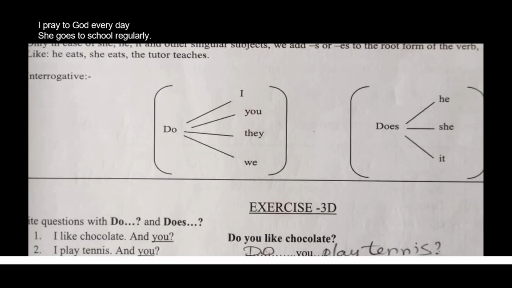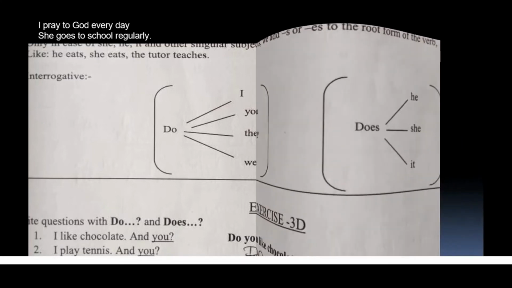I pray to God every day. She goes to school regularly. So these are some more examples for simple present. And the interrogative formation for the subjects I, you, they, we will be do should come front. Okay, do I, do you, do they, do we, like that. For the third person singular, we have to add does he, does she, does it. The interrogative formation will be like this.